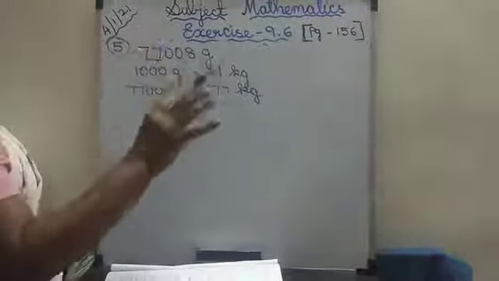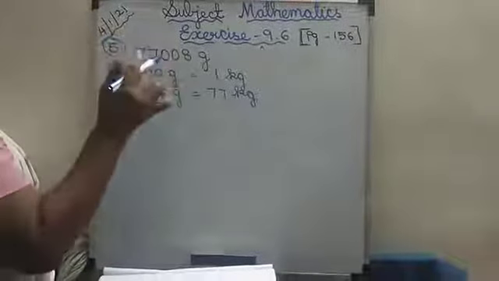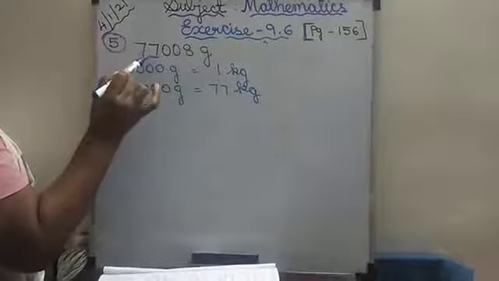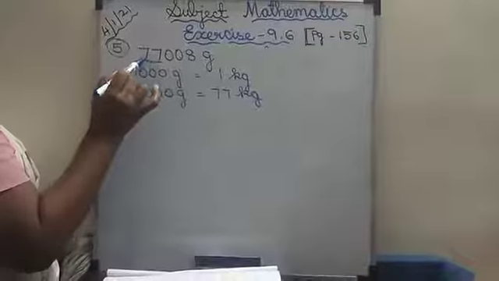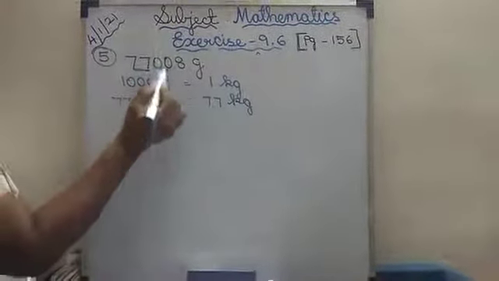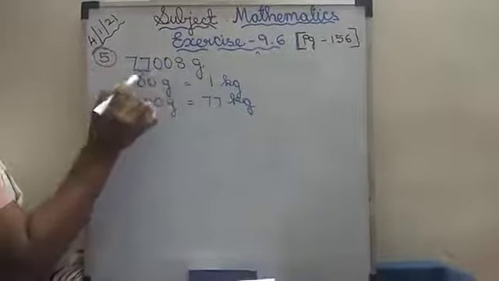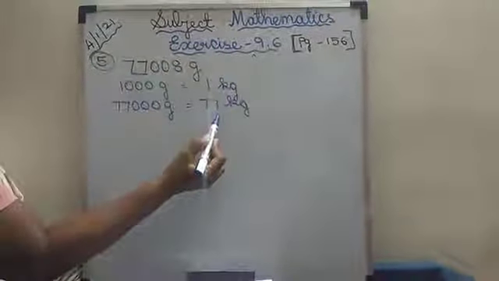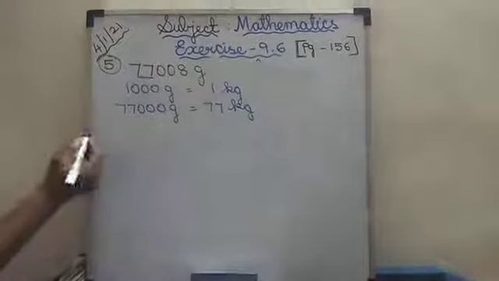For 1000 we have 3 zeros. Isn't it? 3 digits only we have. So 1, 2, 3. The remaining is kg. Understood? You can find out easily also. If you leave these 3, what's remaining? 77 is remaining. So 77 kg. Understood?